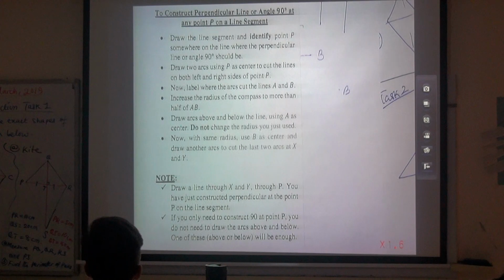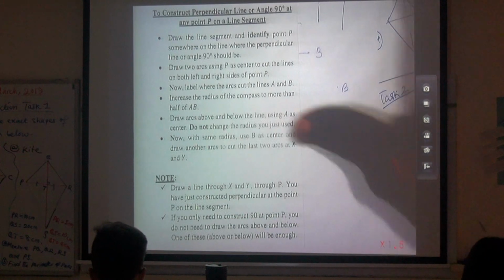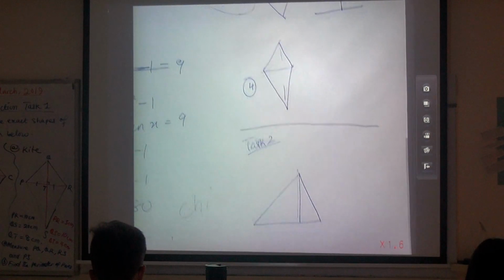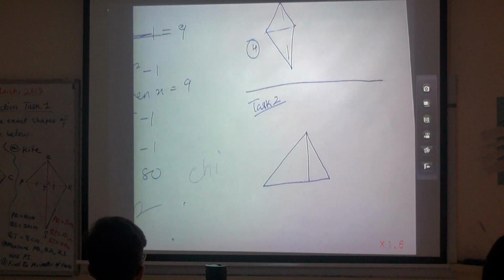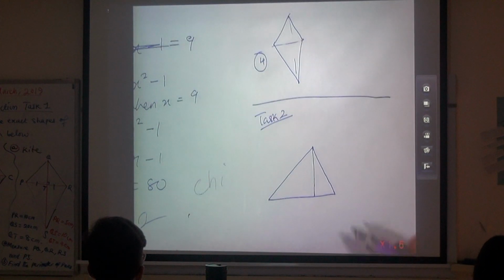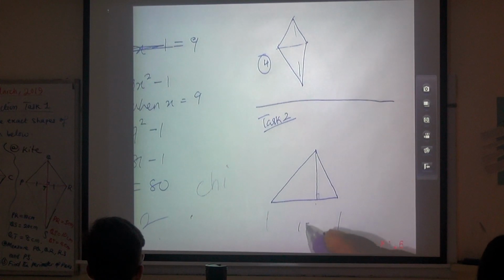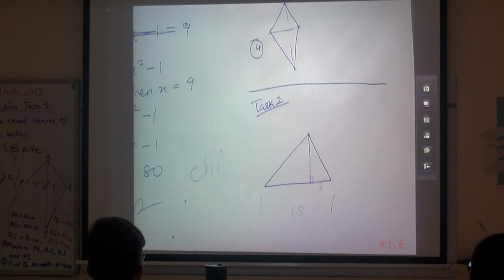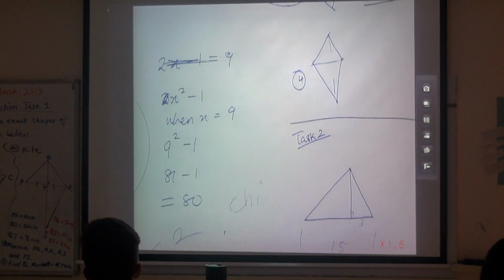Okay? Now, let's assume I need you to construct something like this. Look at this shape. Did you see that triangle? Is that perpendicular line at the center? No. So that is why we need to learn how to construct 90 at this point. This point, everything could be maybe 15, and this is just 3 centimeters. That's not at the center. Does it make sense? So that is why we are learning this.